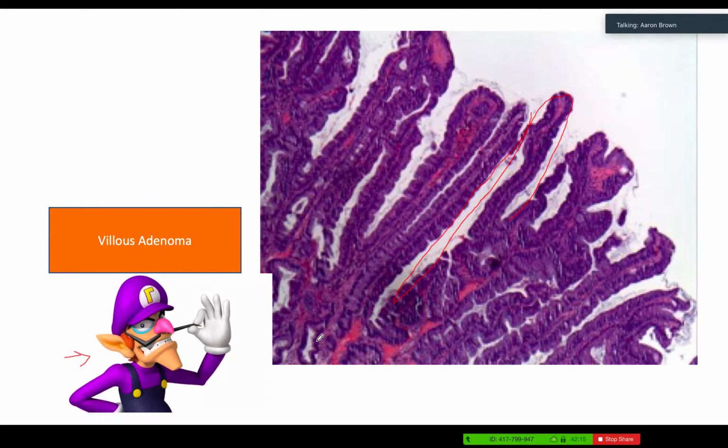In this slide, they didn't give you any normal tissue to compare it with. They should be doing that if you were to get it on a question. But the important thing to know with villus adenoma is this one has the highest risk of progression to cancer.